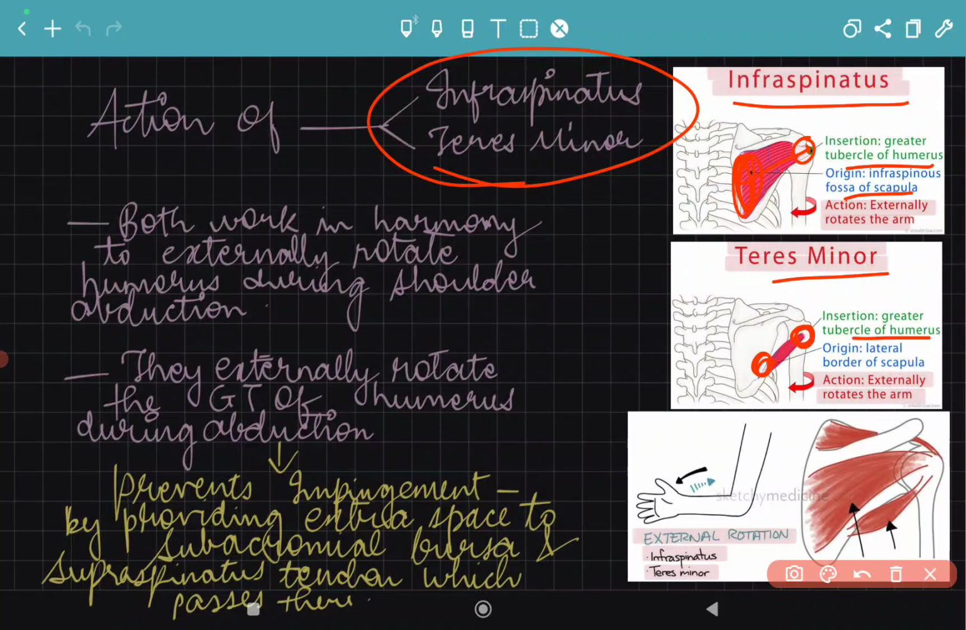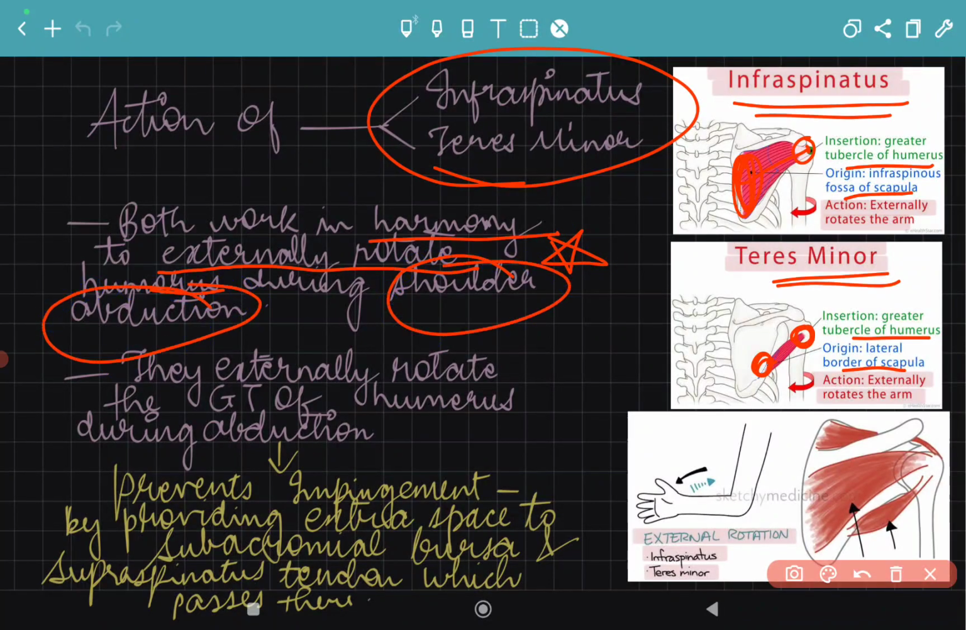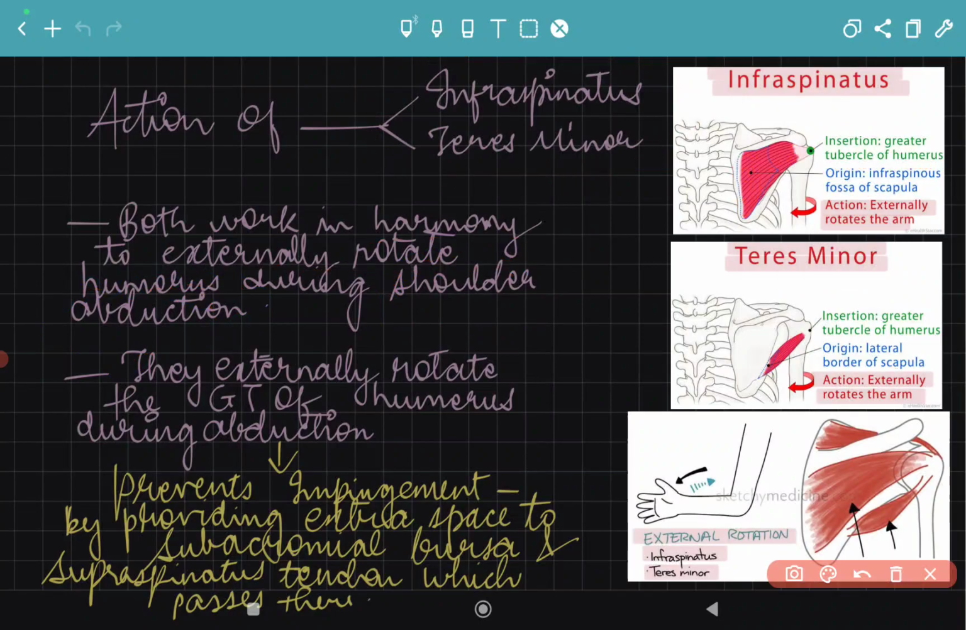And teres minor also we know from the lateral border of scapula it starts and inserts on the lowest impression of greater tubercle. So both these muscles, infraspinatus and teres minor, they work in harmony with each other to externally rotate the humerus during shoulder abduction movement. So during shoulder abduction, both of these muscles will externally rotate the humerus. That is, they externally rotate the greater tubercle of humerus during shoulder abduction. What is their significance?